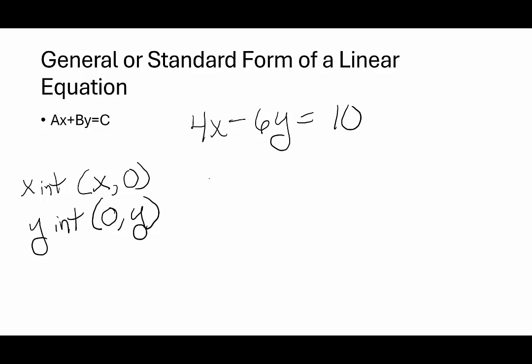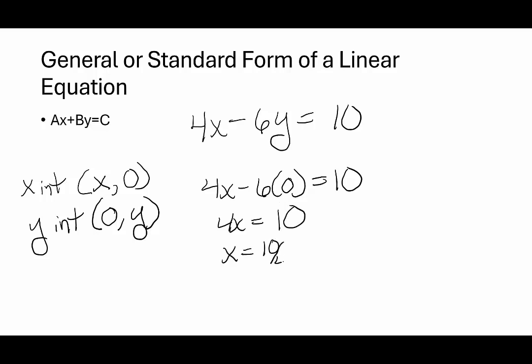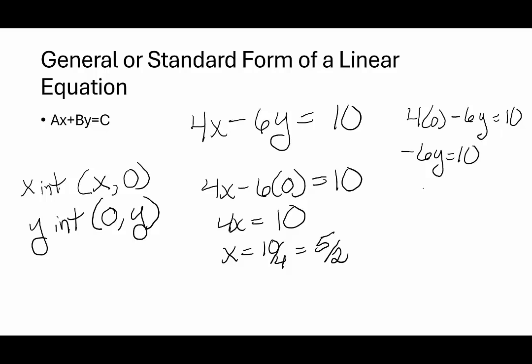So I just substitute 4x minus 6 times 0 equals 10. So 4x equals 10. x equals 10/4 or 5/2. For the y-intercept, you do the same thing. 4 times 0 minus 6y equals 10. Negative 6y equals 10. y equals negative 10 over 6, or it equals negative 5/3. And those are our intercepts.